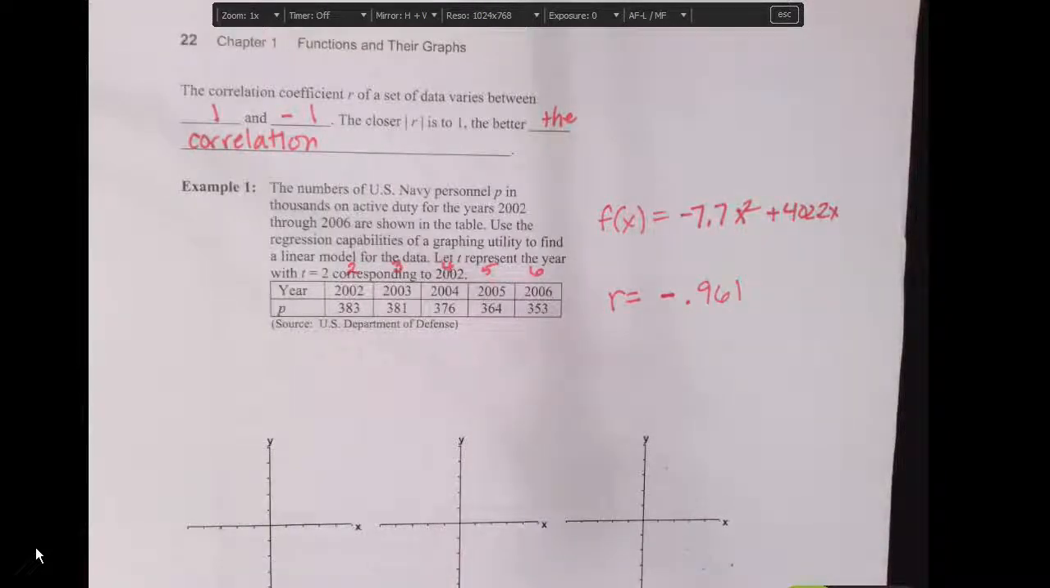So that's how you use your calculator for one of those. You're going to practice it a few more times on your homework, and ask me if you have any questions.